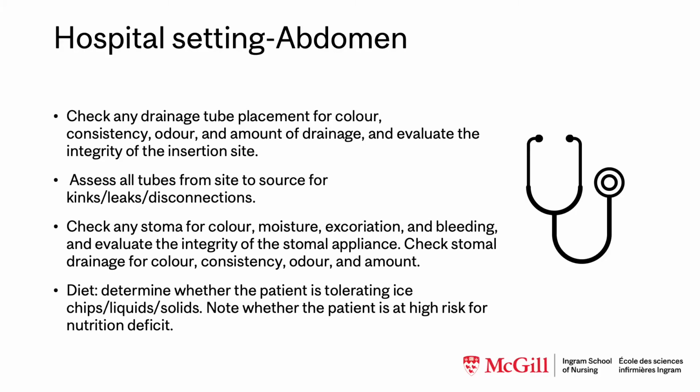Hospital setting considerations. Abdomen. Check any drainage tube placement for color, consistency, odor, and amount of drainage, and evaluate the integrity of the insertion site. Assess all tubes from site to source for kinks, leaks, or disconnections. Check any stoma for color, moisture, excoriation, and bleeding, and evaluate the integrity of the stomal appliance. Check stomal drainage for color, consistency, odor, and amount.